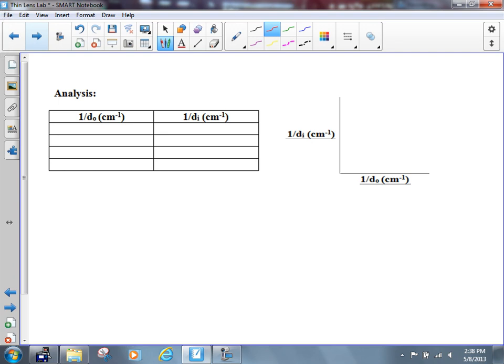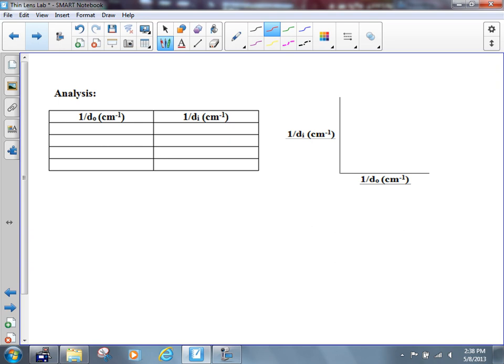Now, people in my second period class asked me, well, how do we find 1 over do? Don't overlook the obvious. If the value of do is 1, then the value of 1 over do is 1 over 1. It's 1. If the value of do is 2, then the value of 1 over do is 0.5. If the value of do is 3, then the value of 1 over do is 0.33, and so on. Do that for do, do that for di.